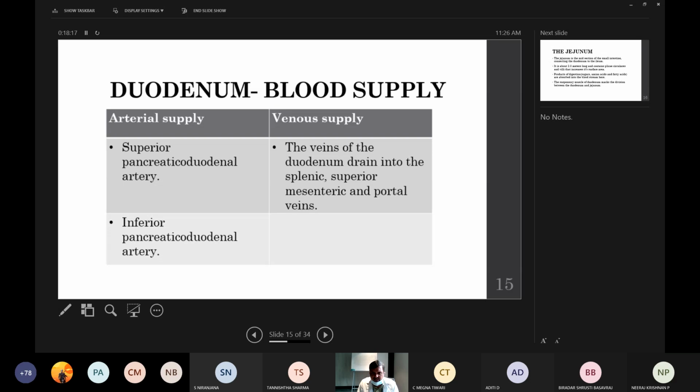Venous drainage. The veins of the duodenum drain into the splenic vein and superior mesenteric vein, and ultimately drain into the portal vein. The superior mesenteric vein and splenic vein join to form the portal vein. So the venous drainage of the duodenum is by these veins. One is the splenic vein, behind the spleen. The second one is the superior mesenteric vein. These two veins join to form the portal vein.